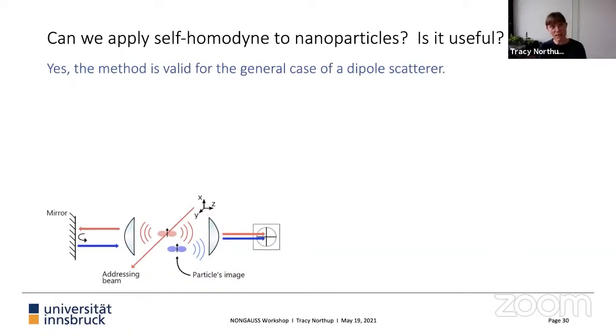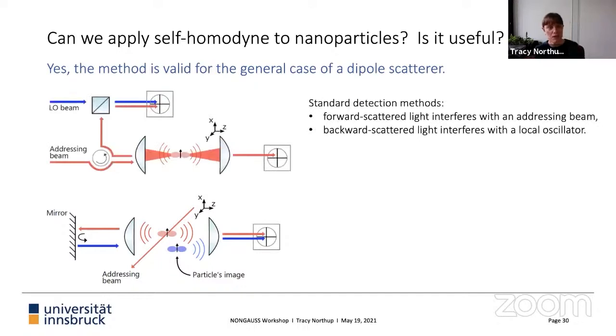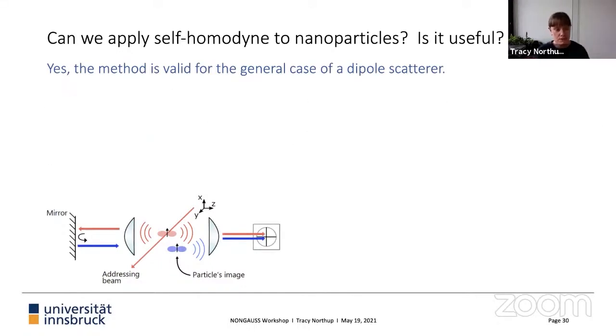So yes, the method has nothing to do with ions as charged particles. It's valid generally for a dipole scatterer. And so below here, the first sketch that I showed you, this is an illustration of the concept. This is just describing the image of the particle here. So this is describing, sorry, that you should look first at the red.